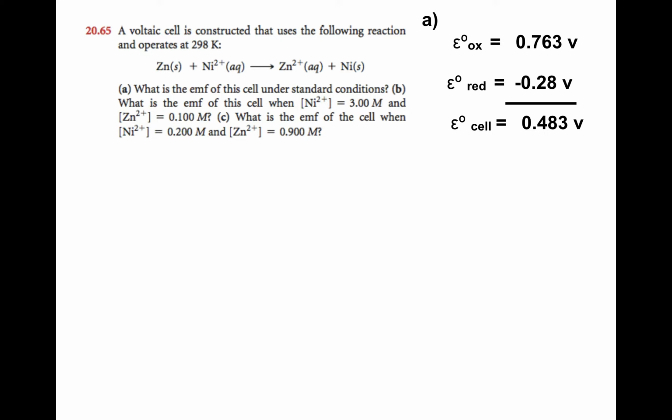What is the voltage for the cell if I change those concentrations, right? I'm not at standard conditions. I've got a 3 molar concentration of the nickel 2 plus and only a 0.1 molar concentration of the zinc. Well, with these concentrations, I'm more towards the beginning of the reaction. I've got a higher concentration of reactants than I do products. So this is a fresher battery.